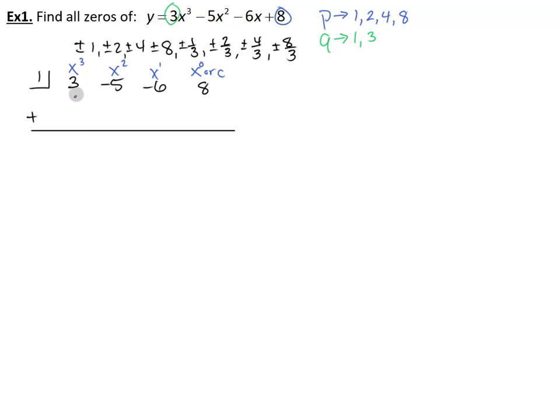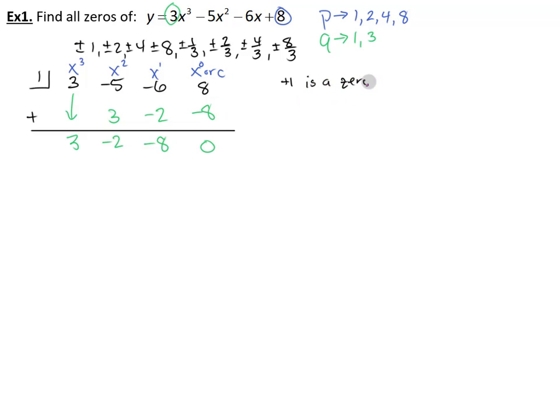Okay, so we're going to go through our synthetic algorithm. We drop this down. 3 times the 1 in the box is 3. When I add, we get negative 2. Times 1 is negative 2. Adding, we get negative 8. Negative 8 times 1 is negative 8. And when I add, how lucky are we? We just found a 0. Remember, if I plug this in, the last calculation is my output. I just found out that if I plug positive 1 into this function, I get back 0. This is one of our zeros. So we now know positive 1 is a 0.